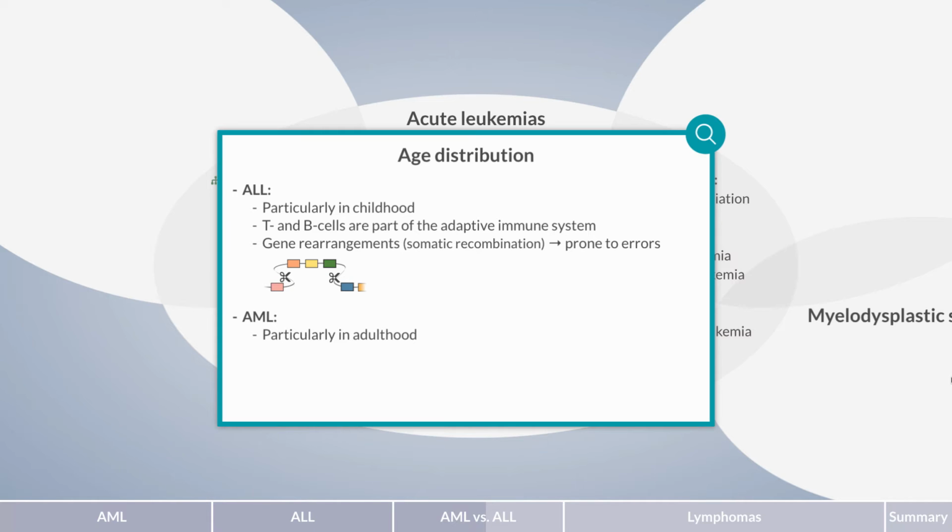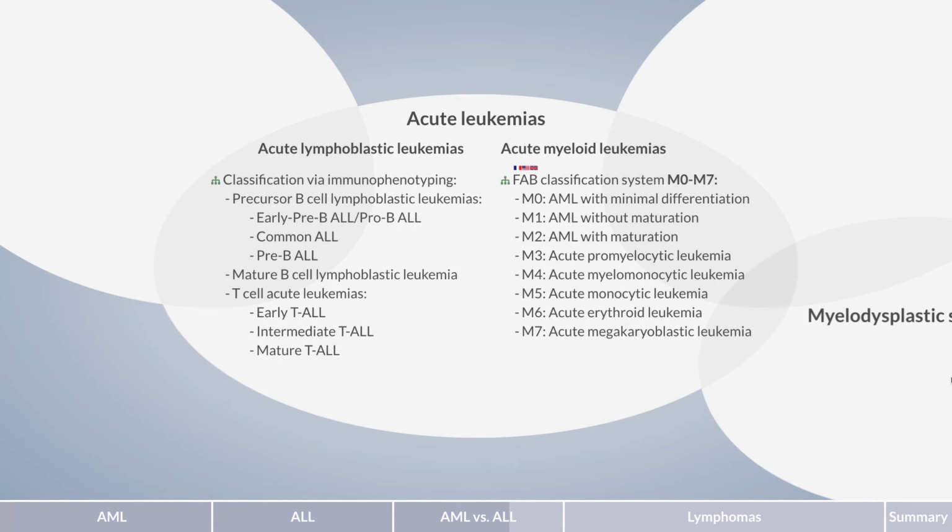In contrast, the development of acute myeloid leukemias is favored by toxic chemicals like benzene or ionizing radiation. Because a certain exposure time is necessary for developing acute myeloid leukemia, it is most commonly observed in adulthood. So let's summarize the most important points of the acute leukemias.